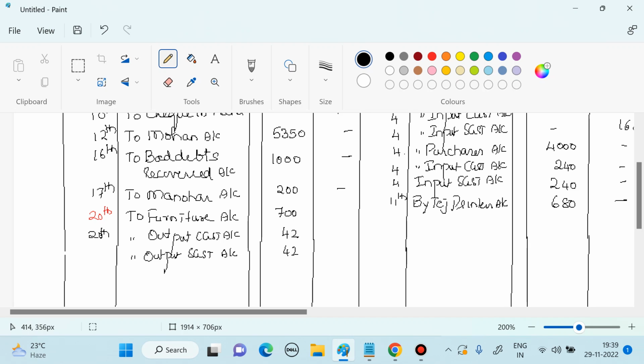Very good. Now going further. Next one is a simple one. April 25th, withdrawn from bank 3,000. Here no GST is involved. Simple. When you withdraw from bank, that money, where will it go?